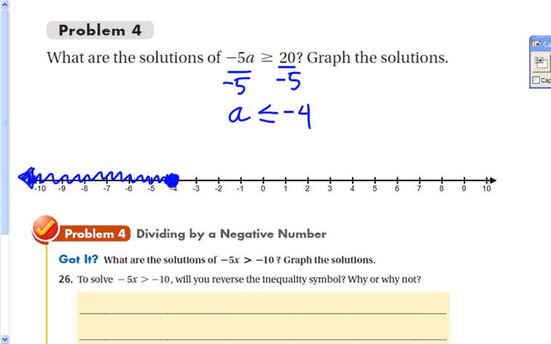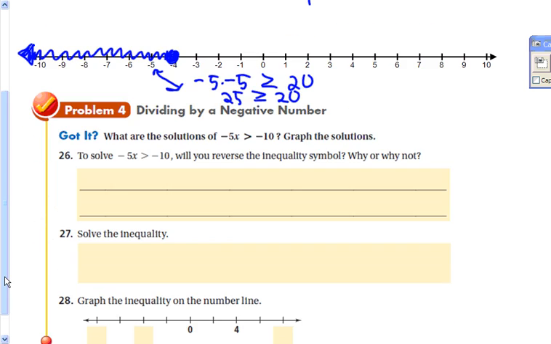I might want to check that by maybe trying one number, like negative 5. So if I do negative 5 times negative 5, to check to make sure that that works in the original inequality. Make sure that's greater than or equal to 20. Negative 5 times negative 5 is 25, and that is greater than or equal to 20. So I seem to have the right answers.